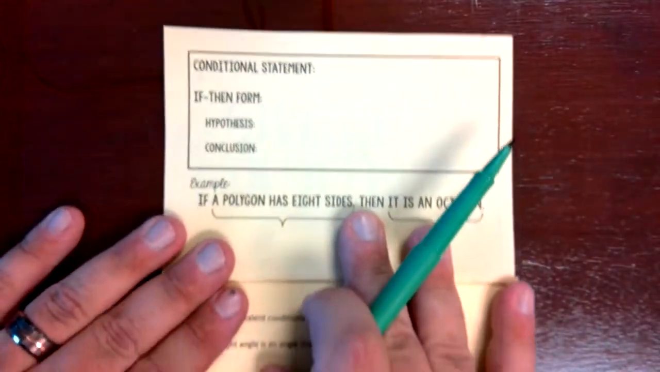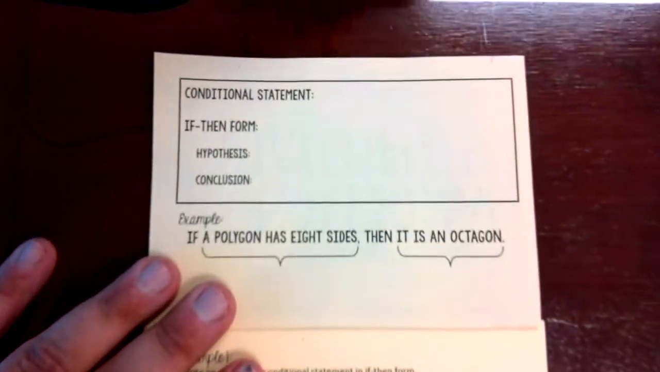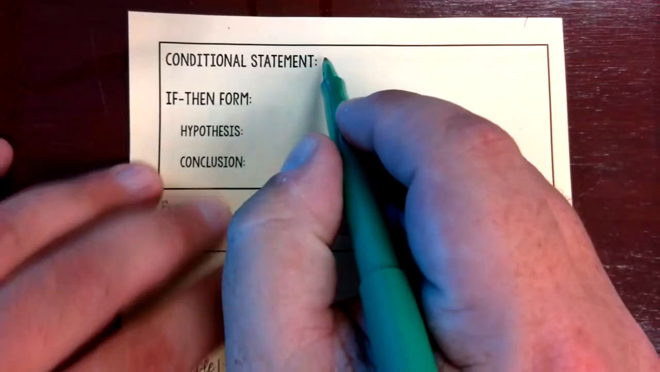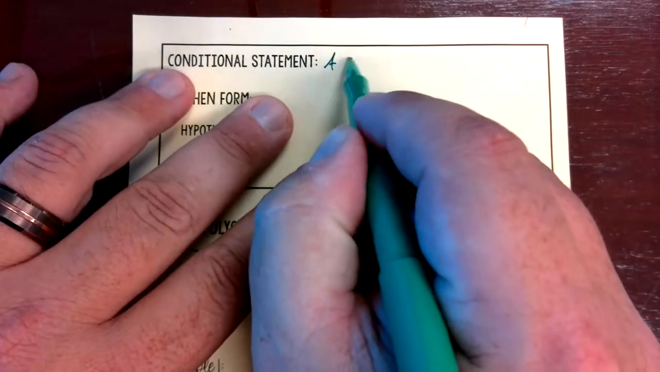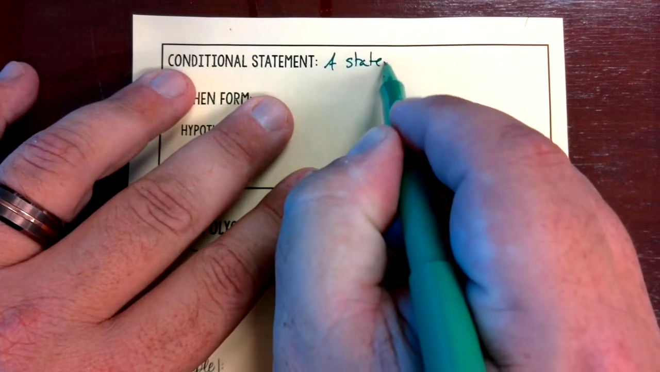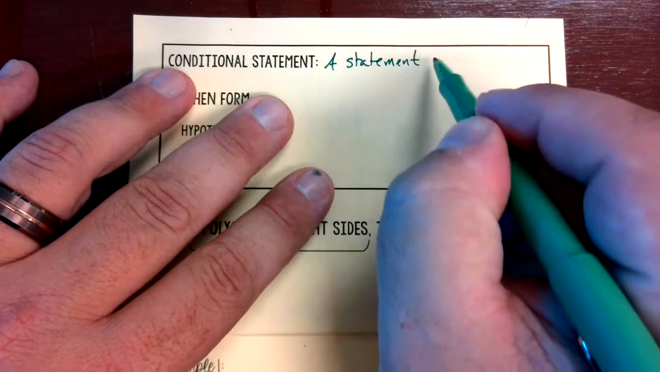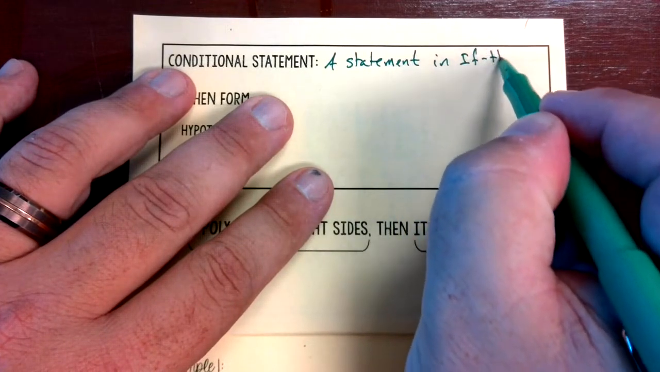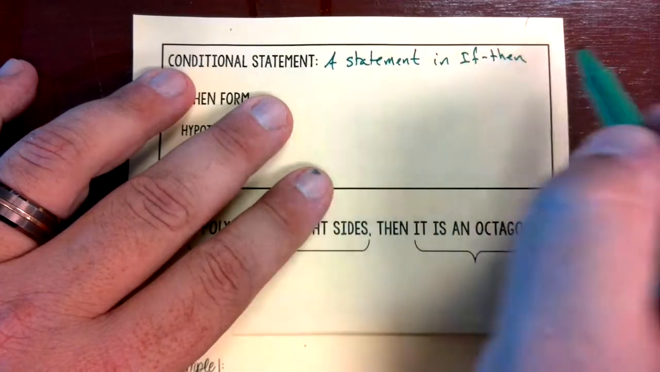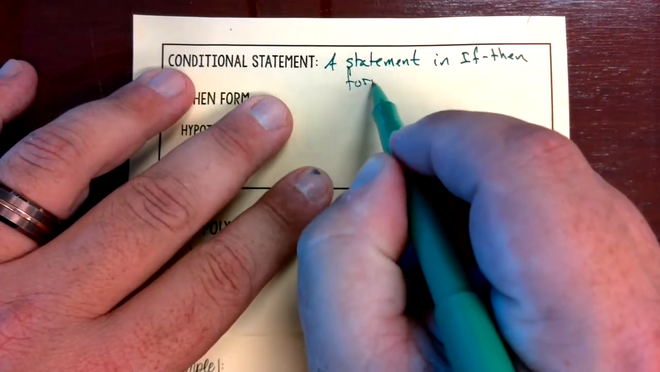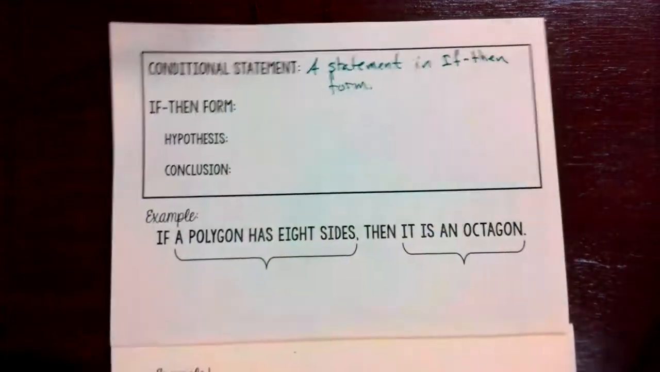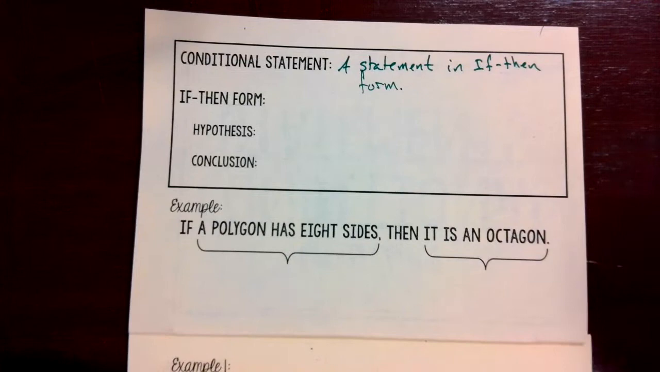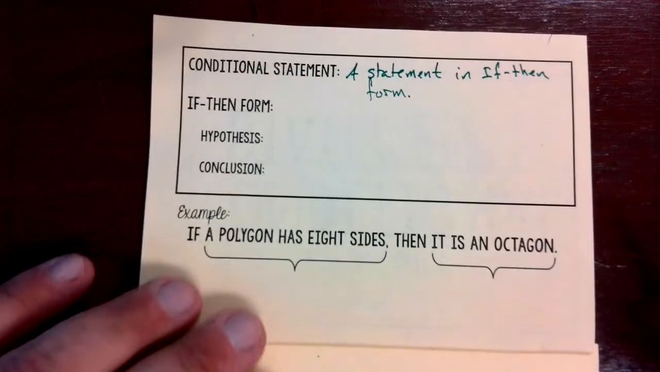So when we talk about a conditional statement, all we're saying is it is a statement in if-then form. Now, this might not seem much like math to you, especially geometry, but we'll see how this all kind of comes into play here soon enough.